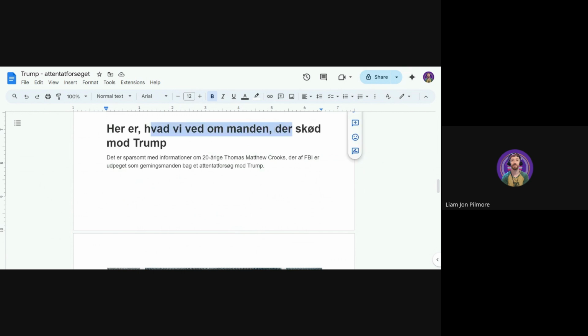This is what we know about the man who shot Trump, shot towards Trump, shot at him.